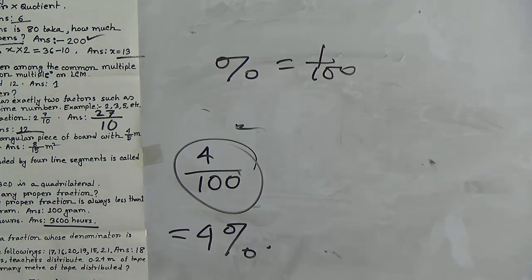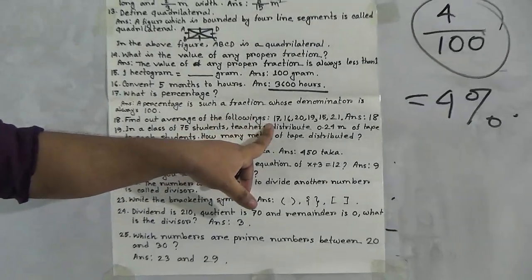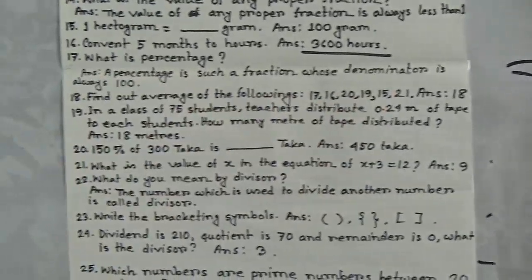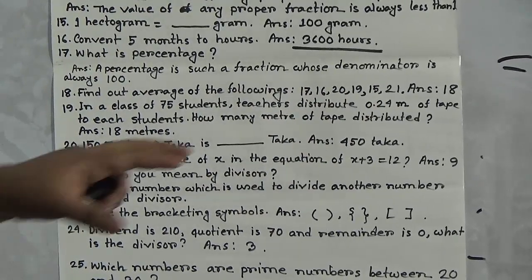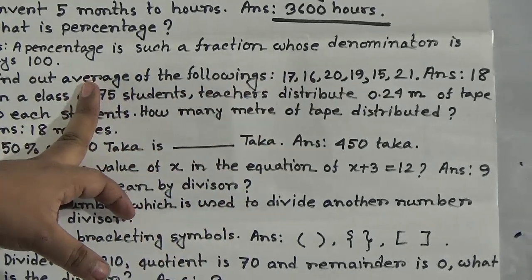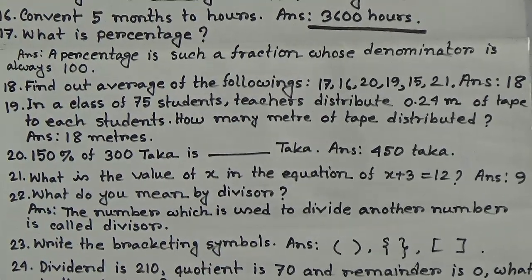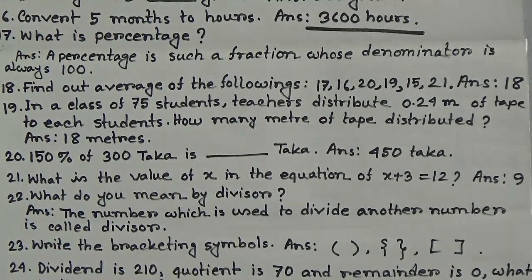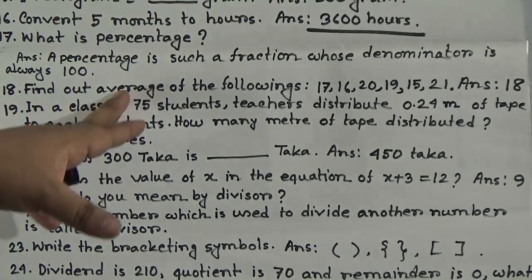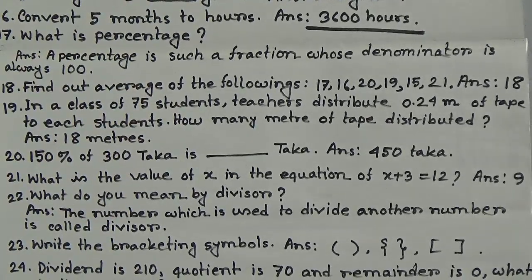Okay. Our next question is, find out the average of the following. That means some numbers are given. We know that to find the average, at first we add the numbers, then we divide this summation by the number of quantities.